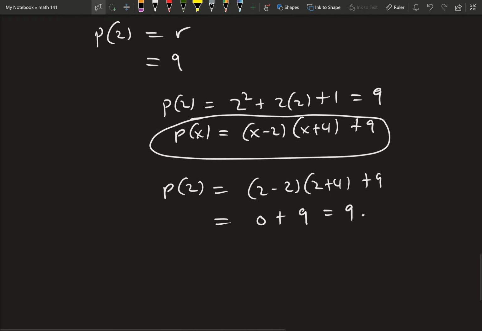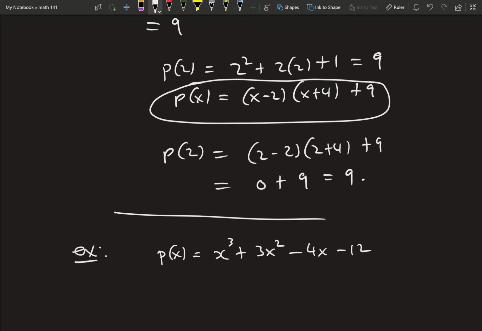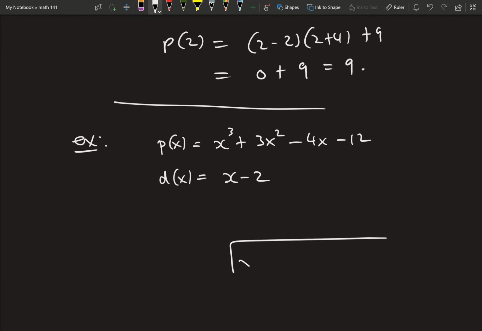Okay, let's do another example, and we're going to see that there's something special about this example. So p of x is x cubed plus 3x squared minus 4x minus 12, and we're going to divide by x minus 2. So let's do this division.